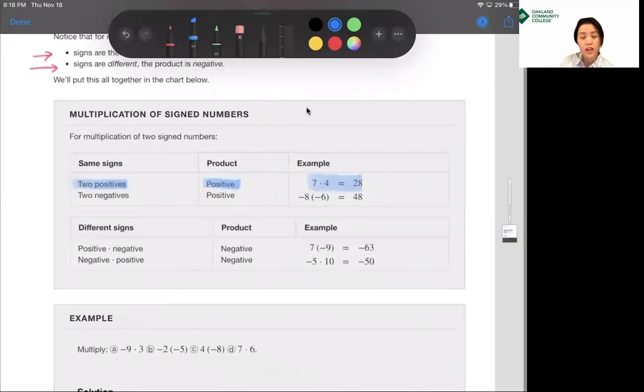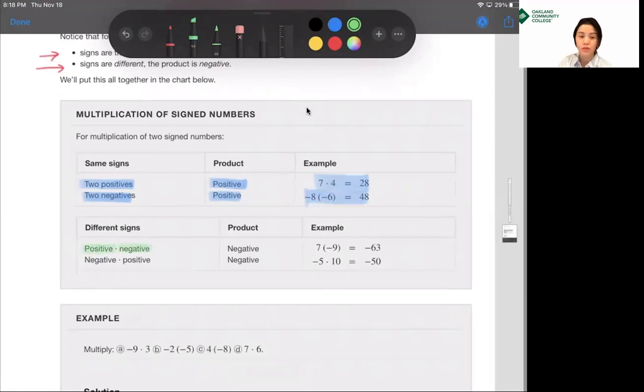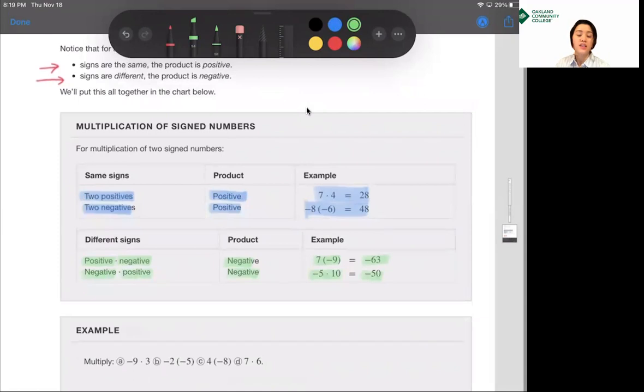If you multiply two negative numbers, then the product is also positive. For example, negative 8 times negative 6 will be positive 48. If we multiply a positive number and a negative number, then the product is negative. For example, 7 times negative 9 is negative 63. And if I multiply a negative number by a positive number, the product is also negative. For example, negative 5 times 10 is negative 50. Right, so the bottom line is that same sign, the product is positive; different sign, the product is negative.